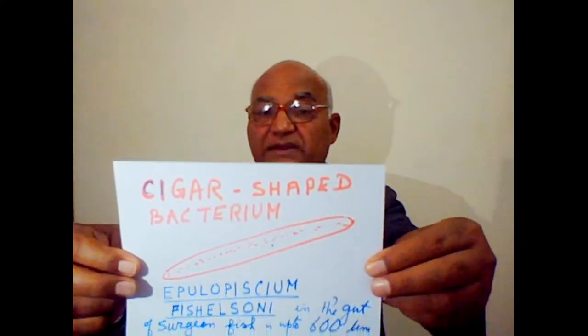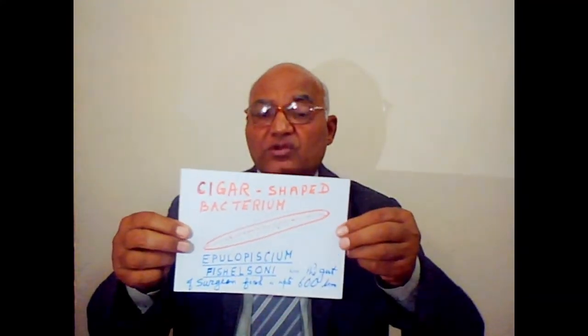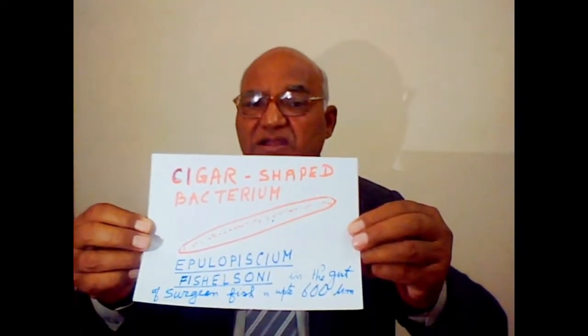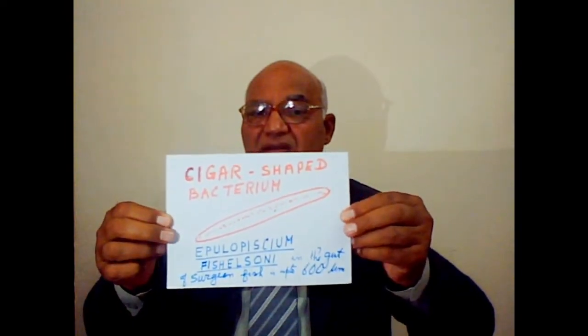As far as the size of bacteria is concerned, some of them may be very large, some of them may be very small, 1 micron and even smaller than 1 micron. A cigar-shaped bacterium, Epulopiscium fishelsoni, that is found in the gut of surgeonfish, is up to 600 micrometers or microns in size.